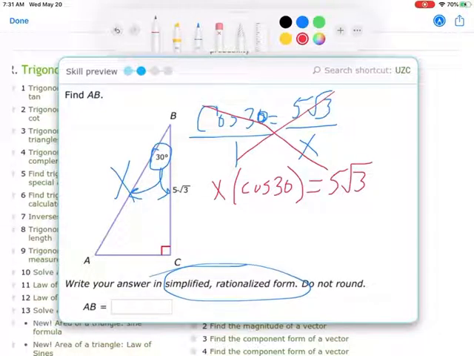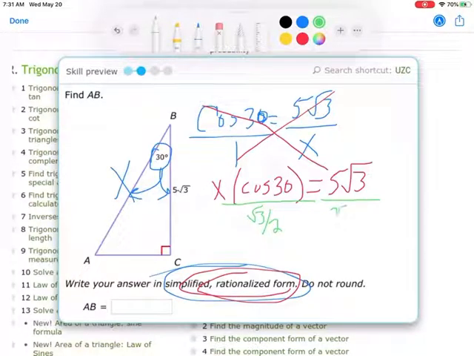In this case it says simplified rationalized form. So what is the cosine of 30? You go to the unit circle, you look at the 30-degree angle, and the cosine is root 3 over 2. So that's what we get to divide by. I'll do that in green. Divide both sides by the cosine of 30, which is really root 3 over 2. Okay, that's x. So x is equal to 5 root 3 divided by root 3 over 2.